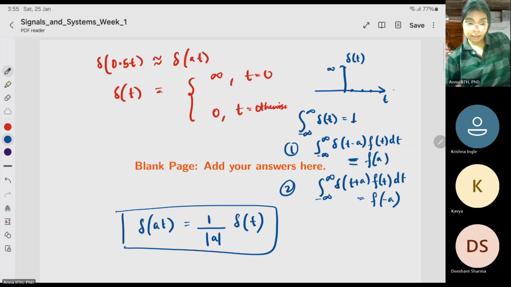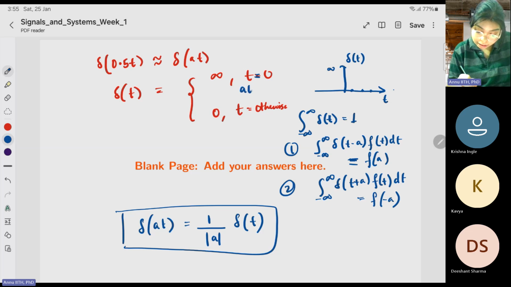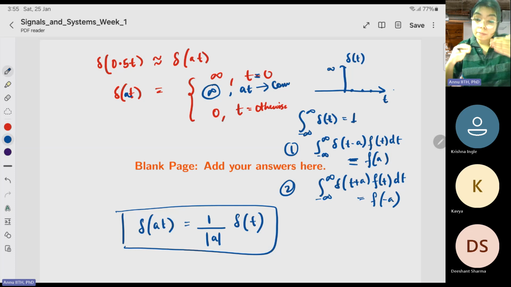Think logically. Here we are multiplying a over t. So whatever value at t you previously had, suppose infinity, now it has the same value at at. So delta at will have the infinity at at, not at t. So this is doing compression because you are multiplying t by a. Infinity was previously at t equals 0, now the infinity value is at t equals 0 as well but the function is compressed. So this is doing compression.